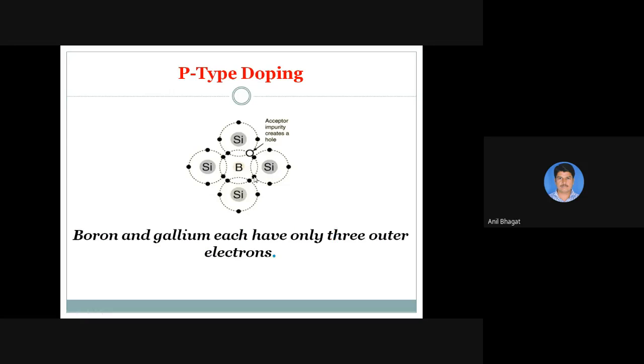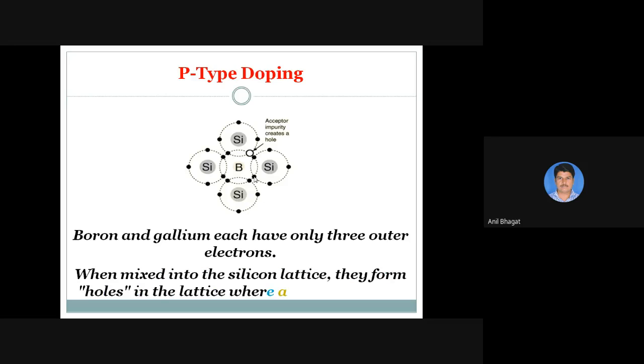So boron and gallium each have only 3 outer electrons, and they share with the neighboring atom. Now one more vacancy is required. That vacancy we call the acceptor impurity, and it creates a hole. So now it accepts 1 electron and forms the bond. The acceptor impurity we call the hole, and the p-type material will be formed.